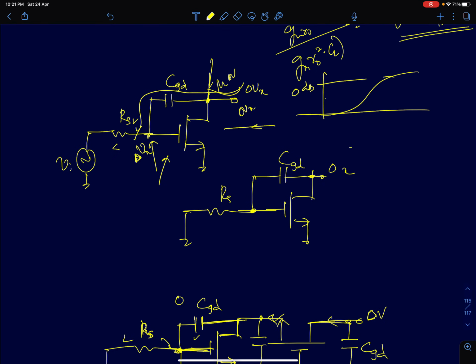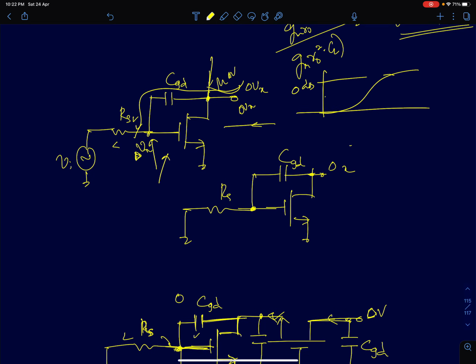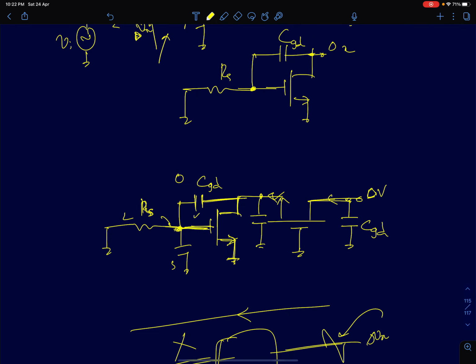Keep in mind, this is not feedback. Feedback is intentional. Sometimes we introduce feedback for getting some benefits out of the circuit. This is unintentional or parasitic feedback. We don't want it, but it happens, and it's detrimental to the circuit's operation. So we want to avoid this. We want to be able to isolate input and output ports so that no output can leak into the input side. Cascode helps in that very well.